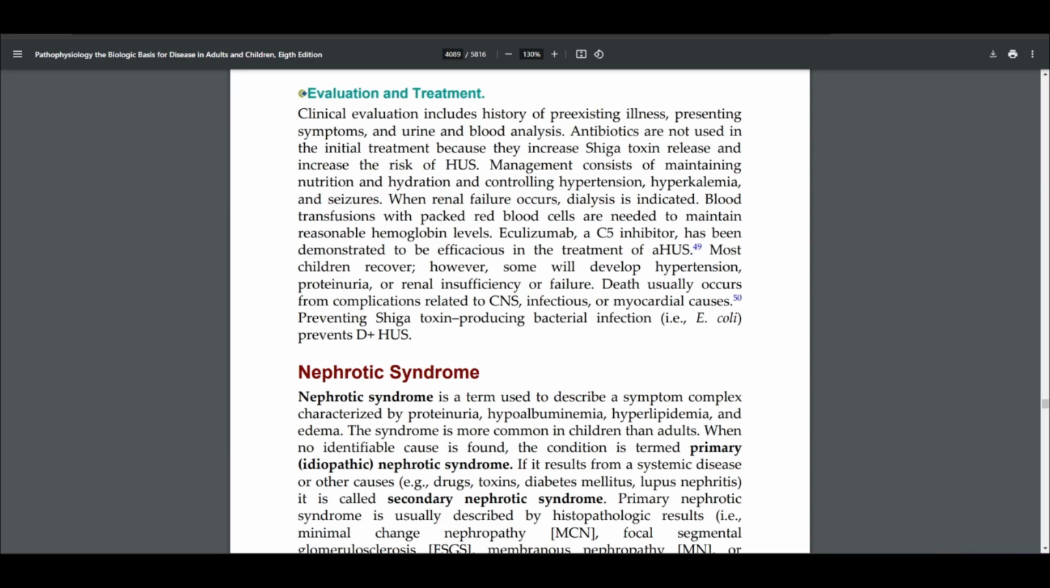Eculizumab, a C5 inhibitor, has been demonstrated to be efficacious in the treatment of aHUS. Most children recover, however, some will develop hypertension, proteinuria, or renal insufficiency or failure. Death usually occurs from complications related to CNS, infectious, or myocardial causes. Preventing Shiga toxin-producing bacterial infections, such as E. coli, prevents D plus HUS.